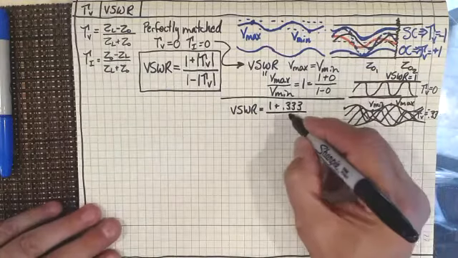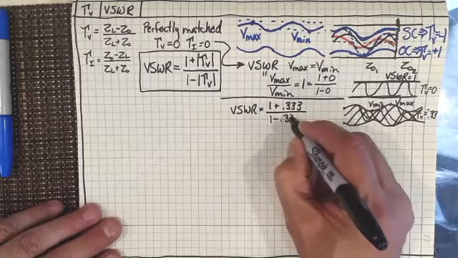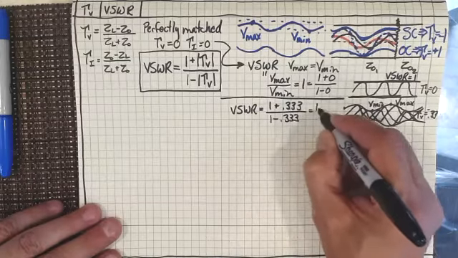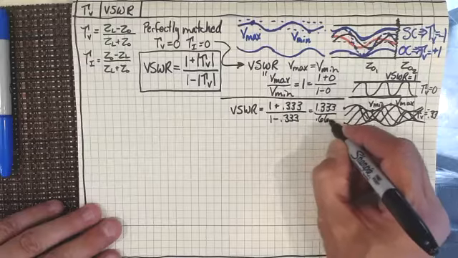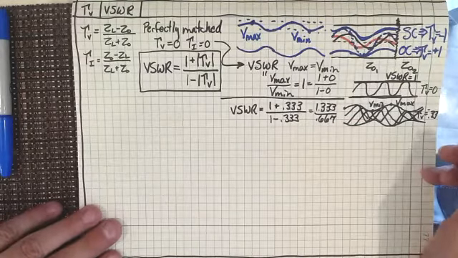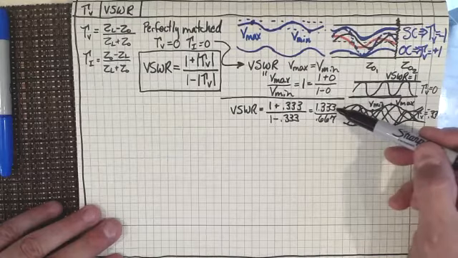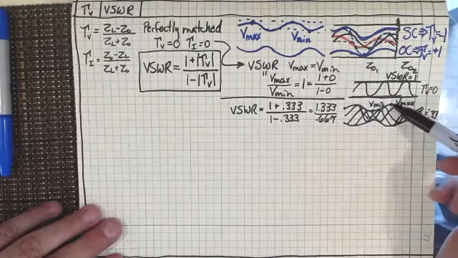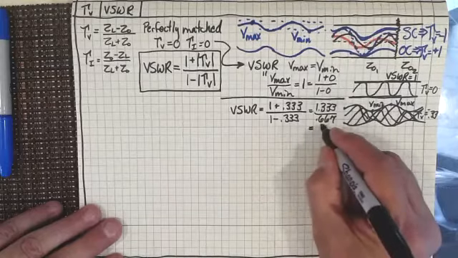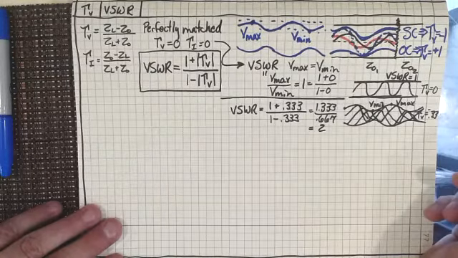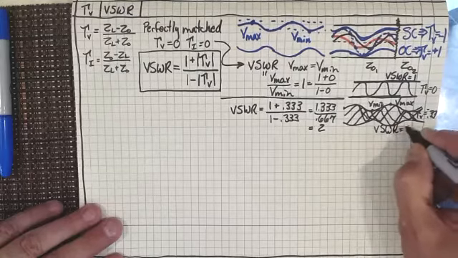So 1 plus 0.333 and 1 minus 0.333 gives me 1.333 over 0.667. Does everyone see that? So I've got now a voltage standing wave ratio, or Vmax, probably over Vmin, of something that looks like about 2, right? So this is a VSWR of 2.